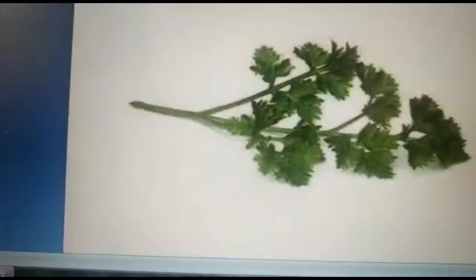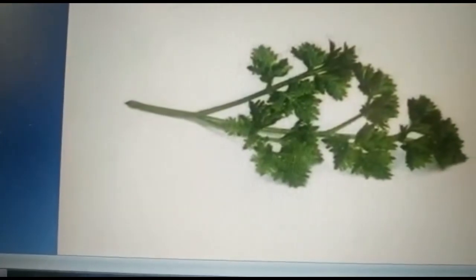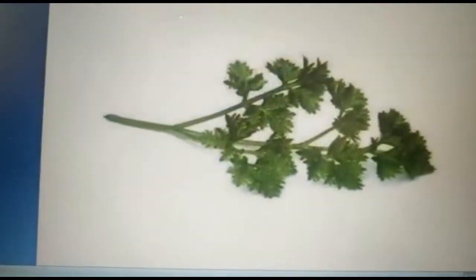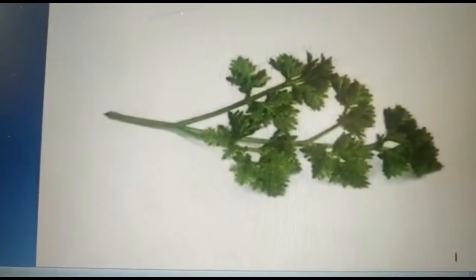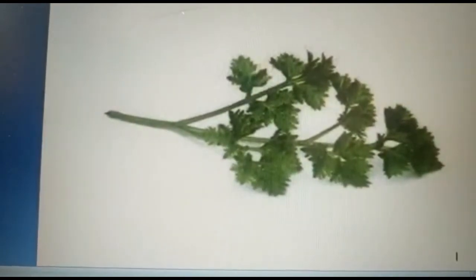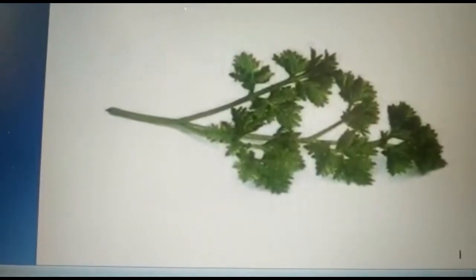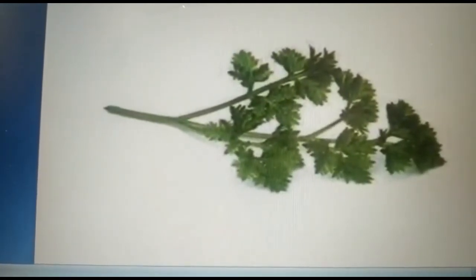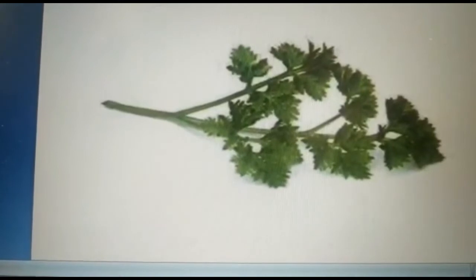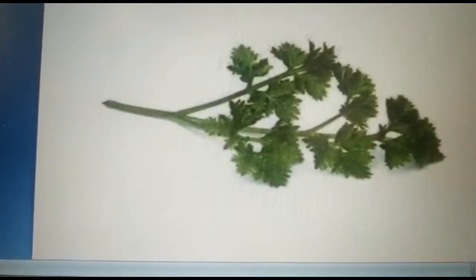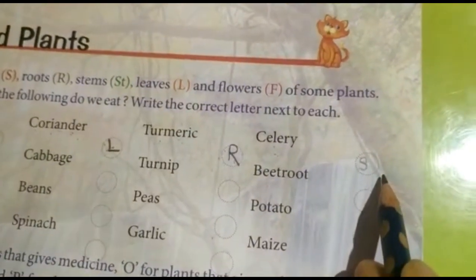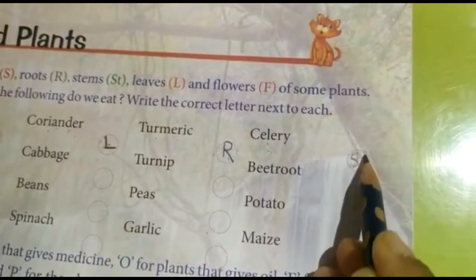Next is celery. So this is celery. We also add this when we make salad. Okay, this is very healthy. All green vegetables are healthy. Now beside that, which part of it do we eat? We eat the stem part. Can you see the tender stem? We eat that part. So beside celery, what will you write? So you will write ST, stem.